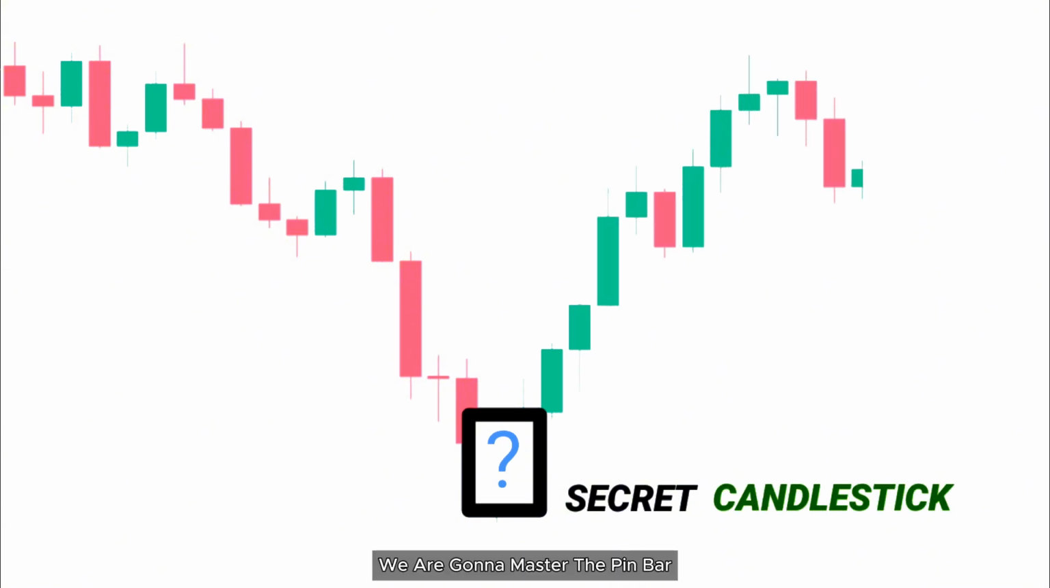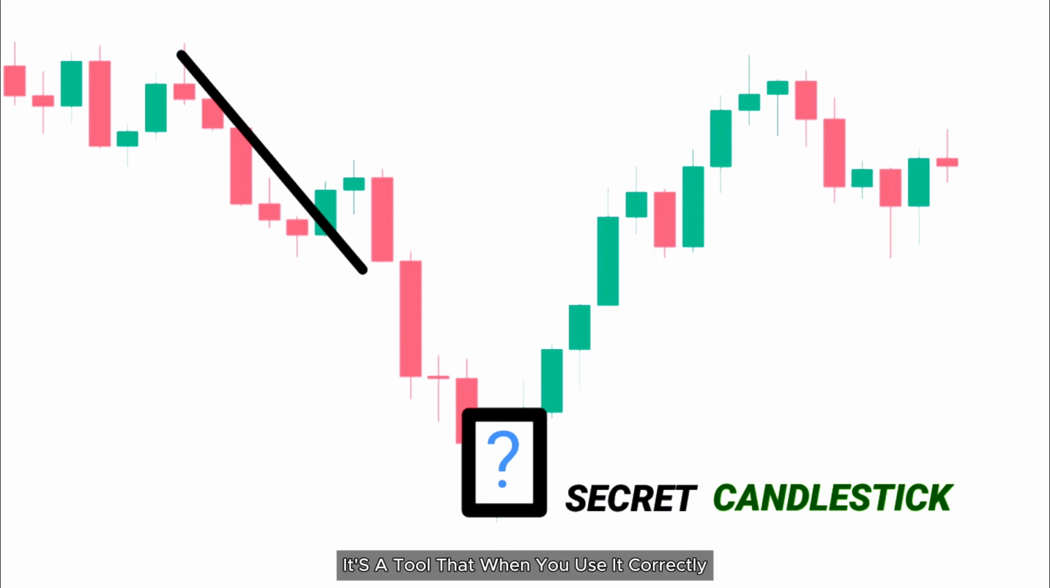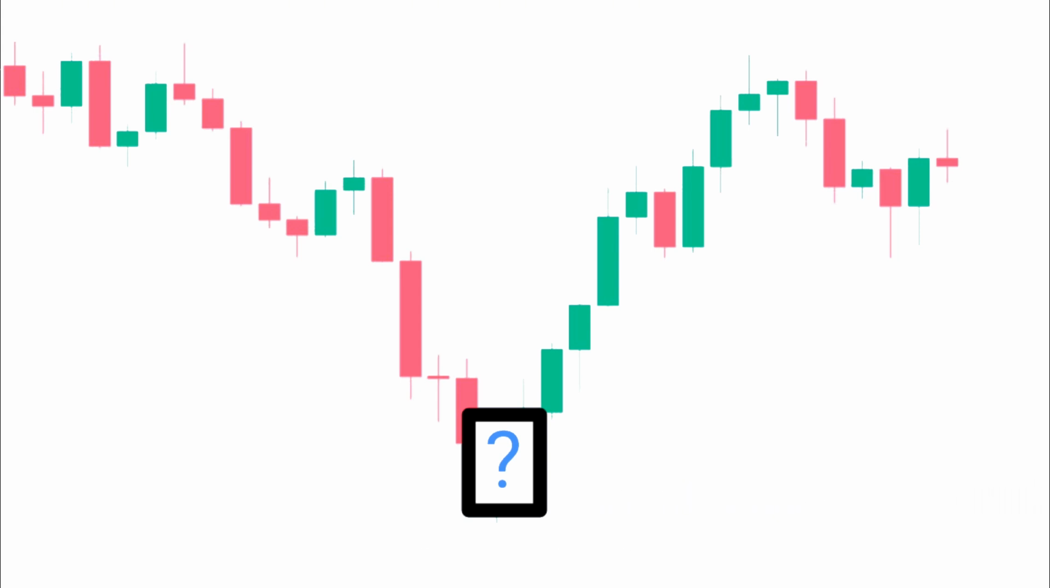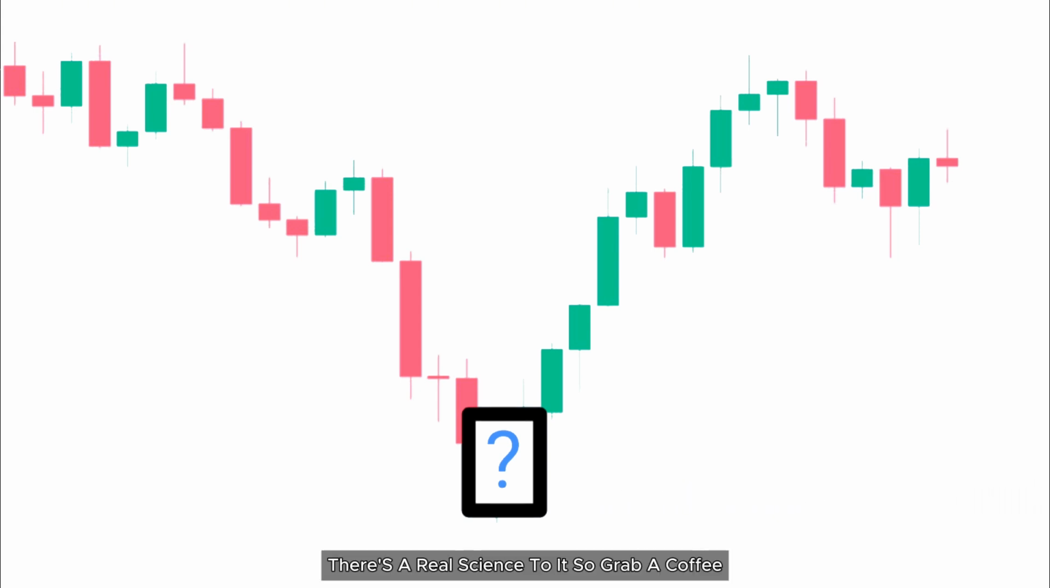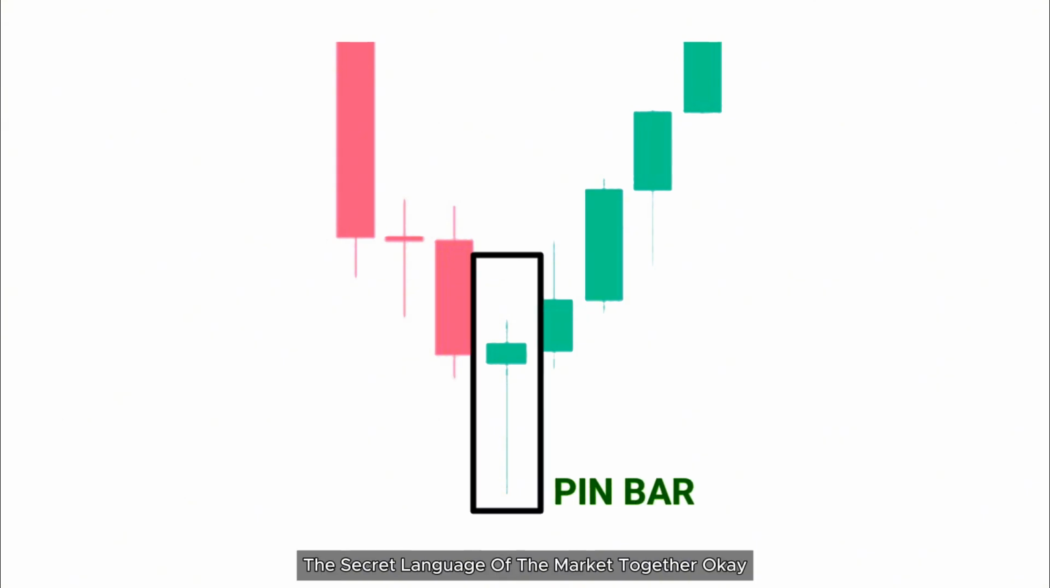We are going to master the pin bar. It's an incredibly powerful yet so often misunderstood reversal indicator. It's a tool that, when you use it correctly, can actually help you predict market reversals in advance. But, and this is a big but as you'll see, it is not a magic wand. There's a real science to it. So, grab a coffee, get ready, and let's decode the secret language of the market together.